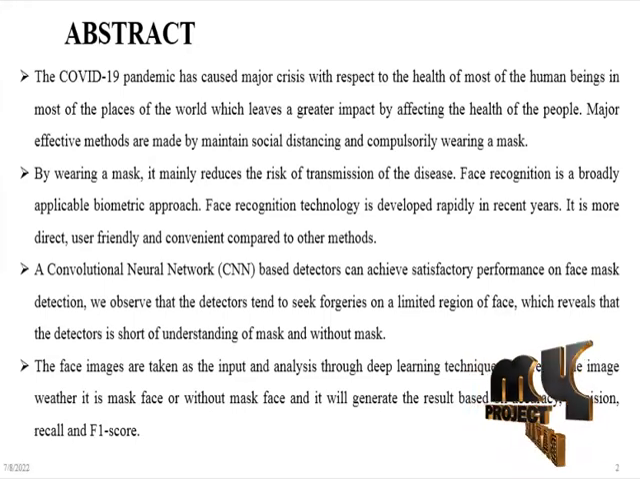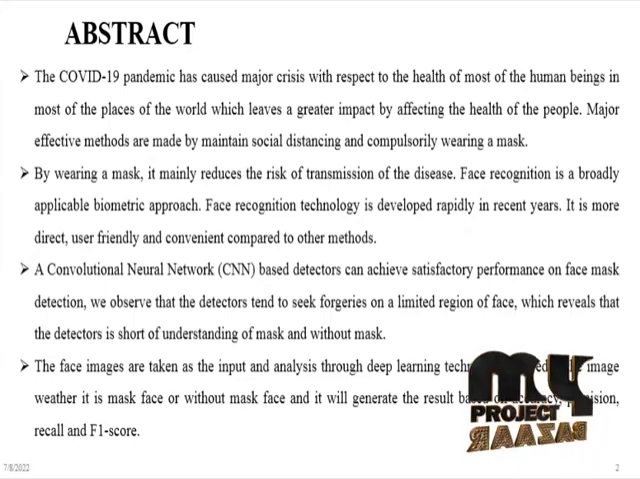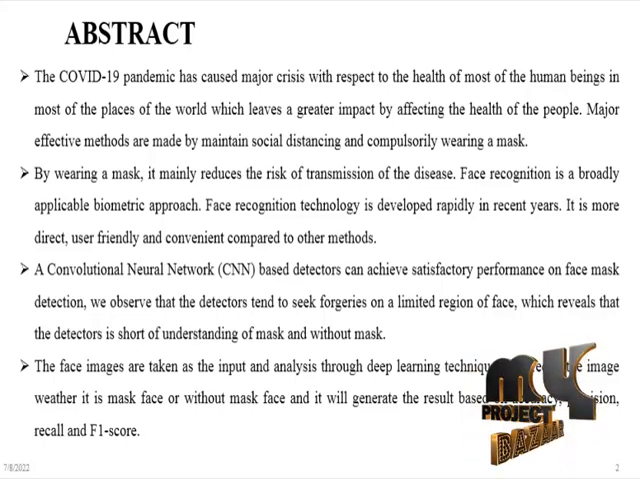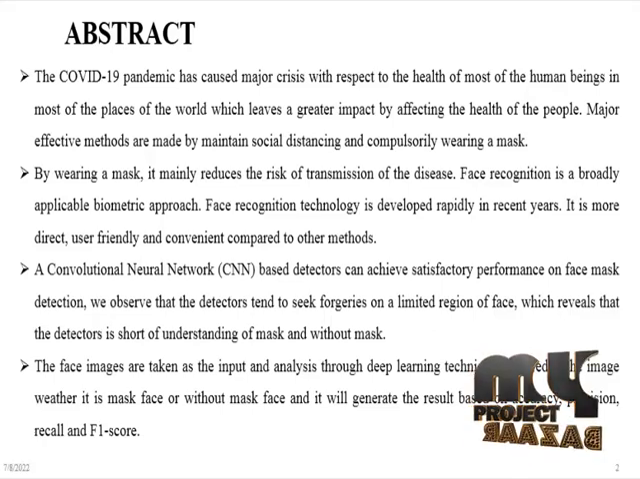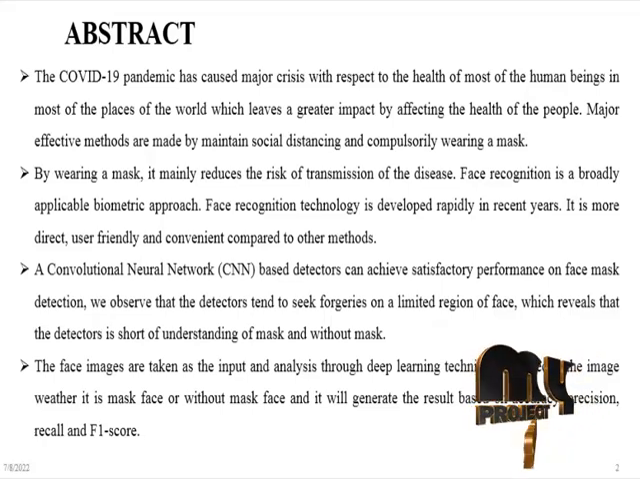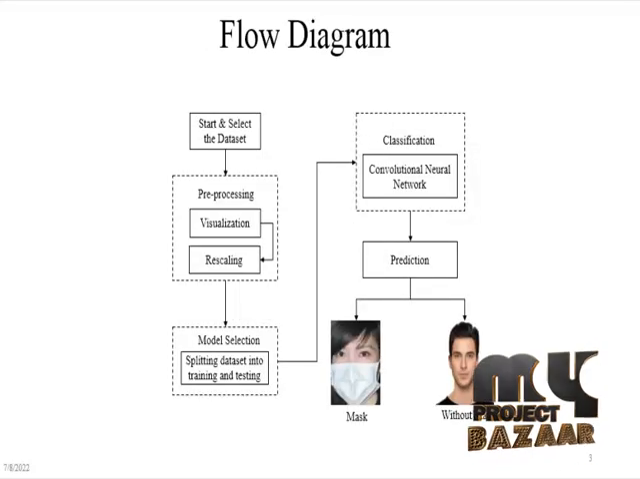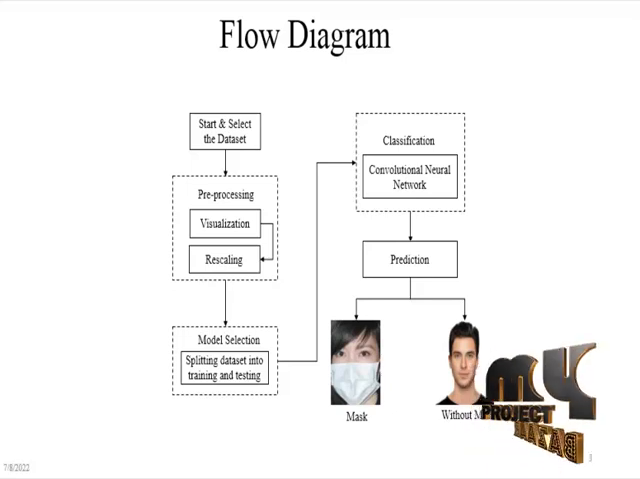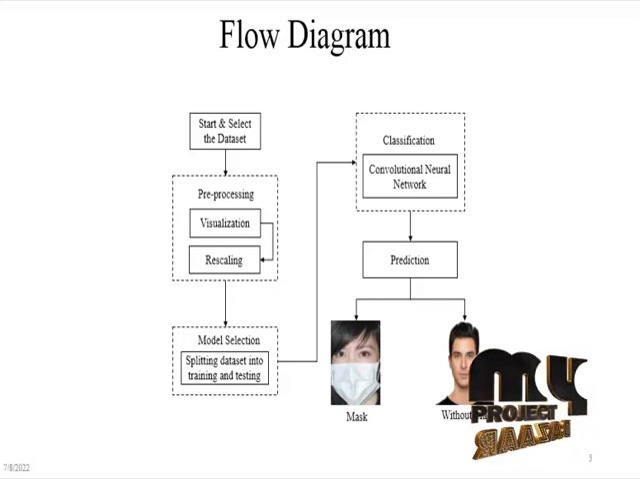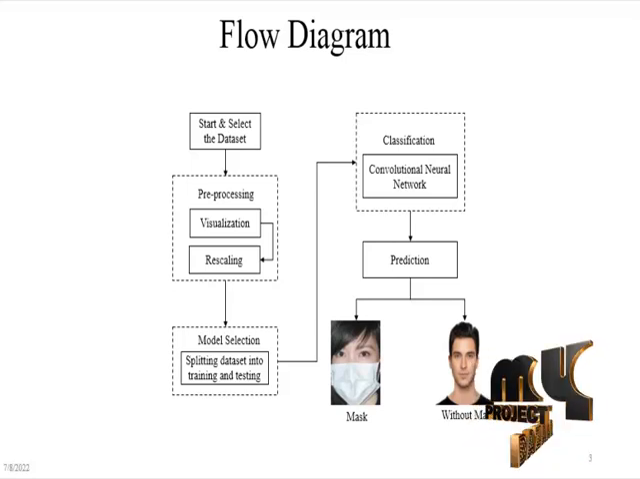The face images are taken as the input and analyzed through a deep learning technique, which predicts whether the image is a mask face or a without mask face, and it will generate the results based on accuracy, precision, recall and F1 score. And the flow diagram of the project is: first we need to start, select the dataset and read the dataset. The dataset contains mask and without mask face images, and it goes into pre-processing.